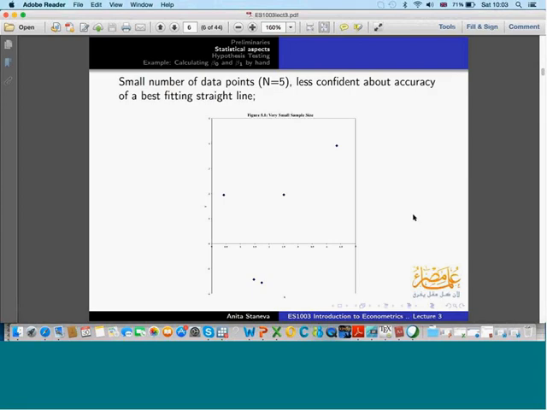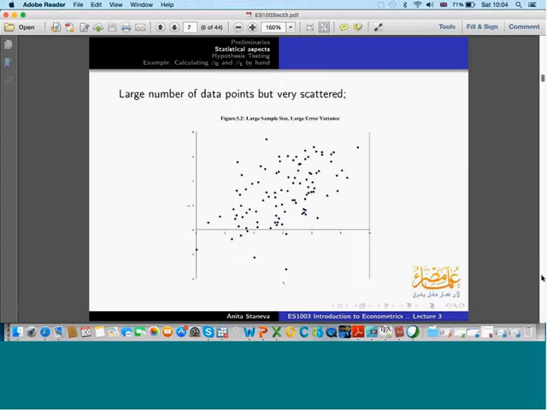If we see in this graph, we have a small number of data points, n equal to 5. So we are less confident about the accuracy of the best fitting straight line through all these points. However, if we look at the next figure, figure 5.2, where we have a large number of data points, but they're very scattered, here we have a large variance of errors.